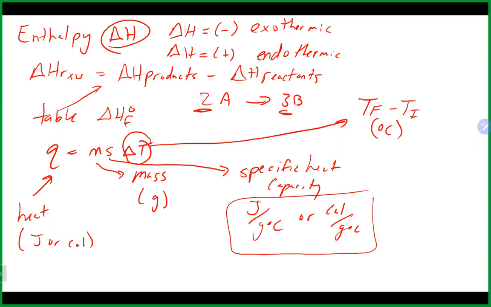And if you do get a negative value or positive value, it also tells you whether or not the process is exothermic or endothermic. So if you get a negative value for Q, it's going to be exothermic. If you get a positive value for Q, it will be endothermic.